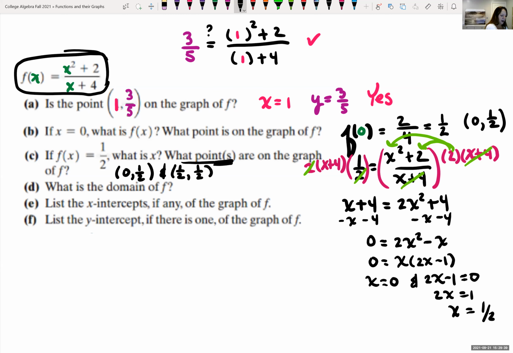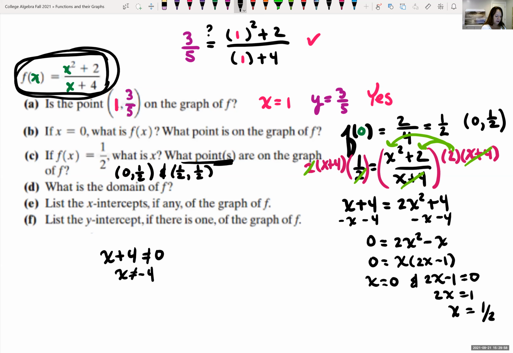So we have here a rational function. We're worried about when that denominator is equal to 0. So we know that x plus 4 cannot equal 0, so x cannot be -4.